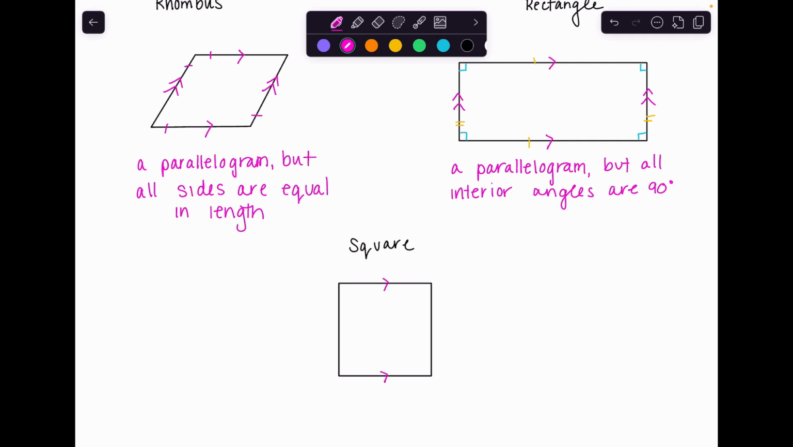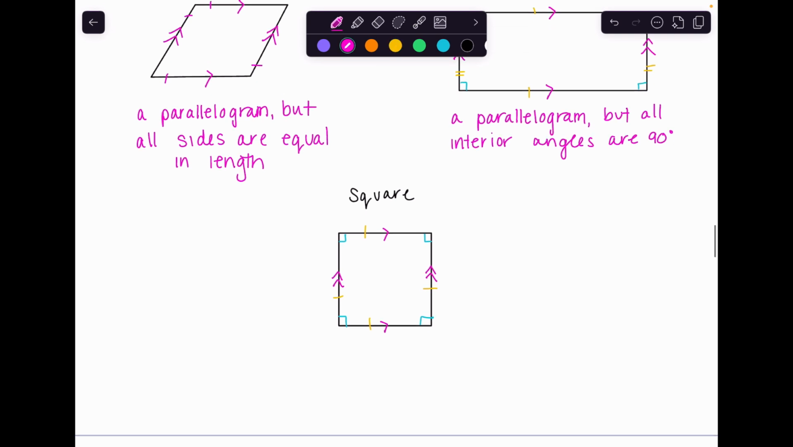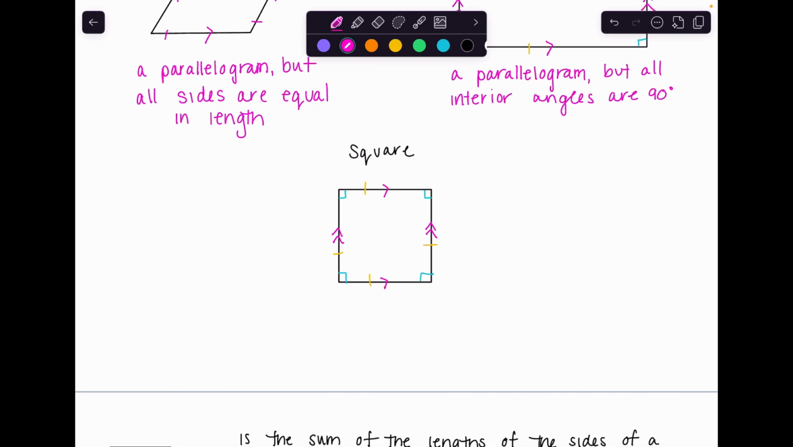The sides across from each other are parallel. You have 90-degree angles. And every single side is exactly the same length. So its best criteria is it's a rhombus with this extra stipulation that the angles are 90 degrees. So a square is a rhombus, but all interior angles are 90 degrees.